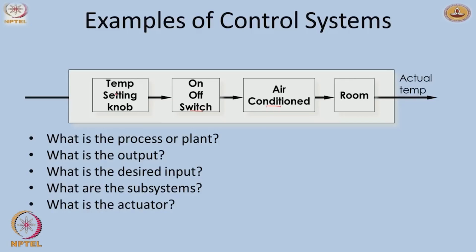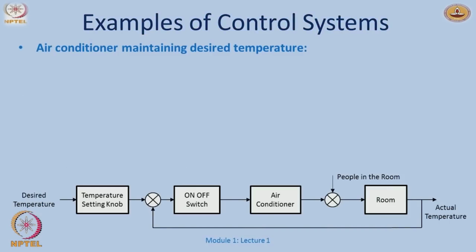So, when I look at a control system, I should identify what is the process or the plant, in this case it is the room. What is the output? The output which I measure is the actual temperature of the room. What is the desired input? If I want a certain temperature, what could be the desired input over here? Are there any subsystems involved in the middle, and what is the actuator? We will slowly quantify or even model each of these and see what these mean in analysis and design of control systems. Okay. So, this was the open loop case.